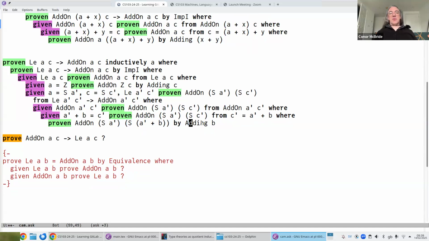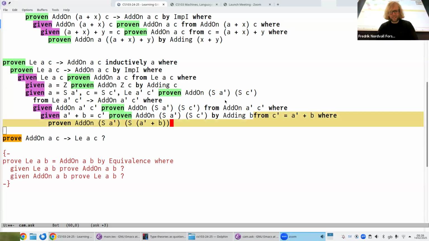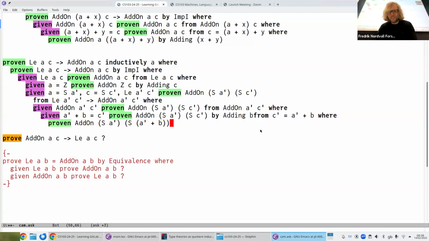I think adding B would have worked, but you're still right to just go on autopilot and say, I could rewrite C prime. You're saying I could have done this directly here. I think you could. Let's find out. And there's a raised hand.